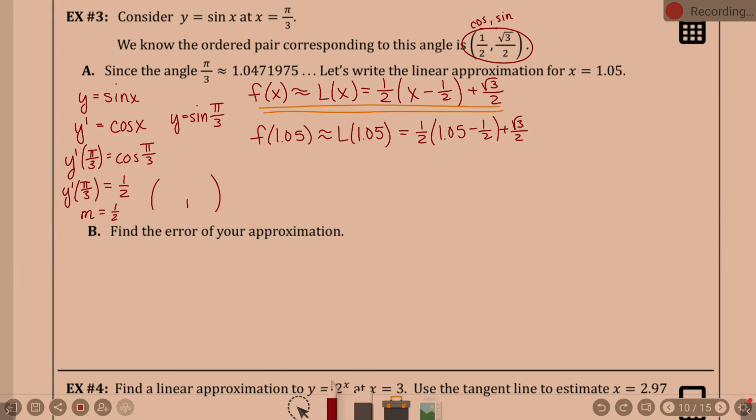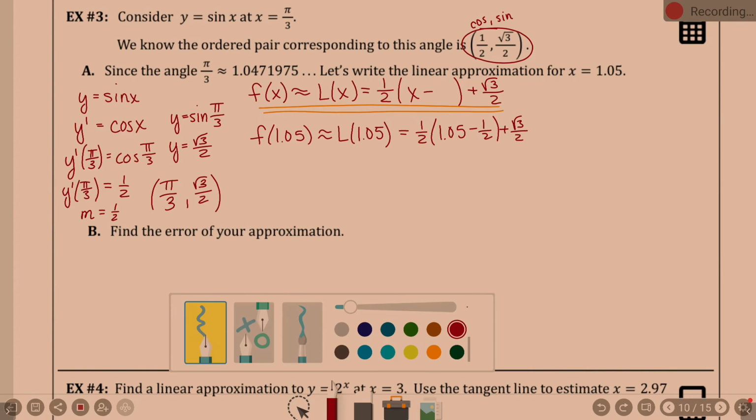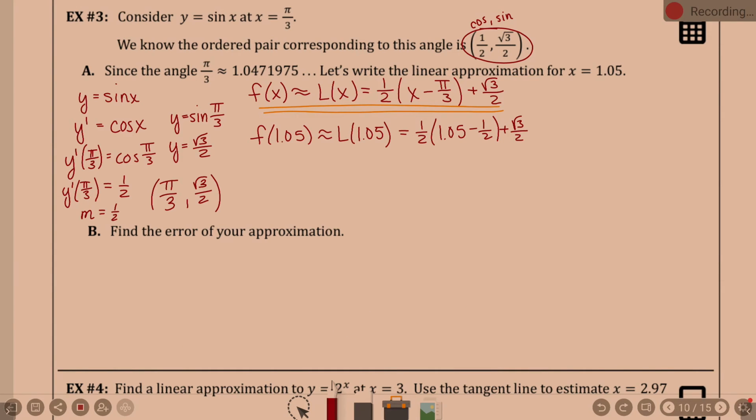And so what is the sine of pi over 3? Sine of pi over 3 is the square root of 3 over 2. So the ordered pair that we're going to be using is pi over 3, square root of 3 over 2. Where did I mess that up? I don't know. Am I making sense at all now? Sorry, I'm trying to recover. That's hard to do. The slope we had was 1/2. The ordered pair we should have been using is that right there. So then slope of 1/2, x minus, and my x value we're inputting is pi over 3. And then plus the square root of 3 over 2.